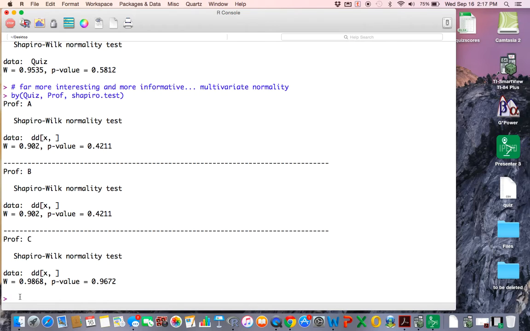Guys, now comes the fun part. Let's run the Anova. I'm going to call it model. I'm just going to run the Anova of the quiz across professor.